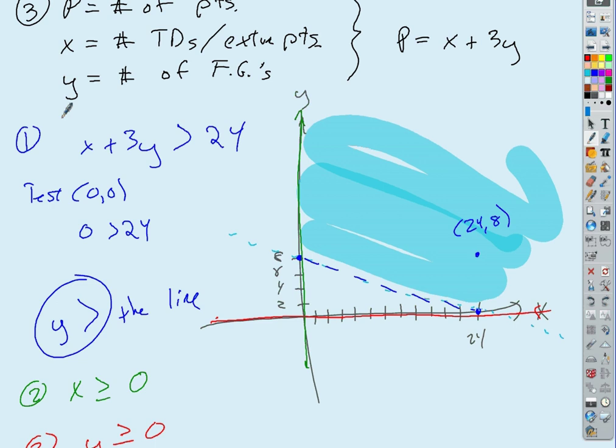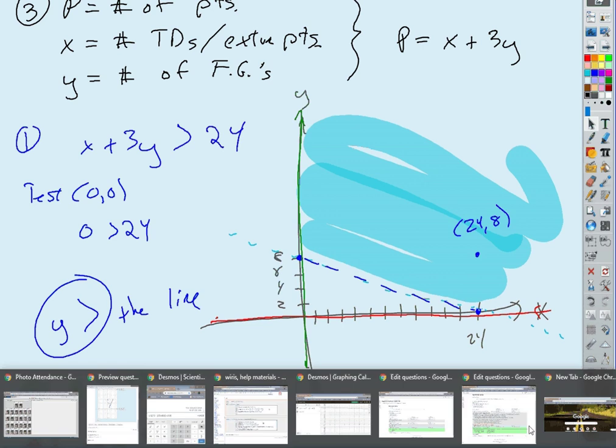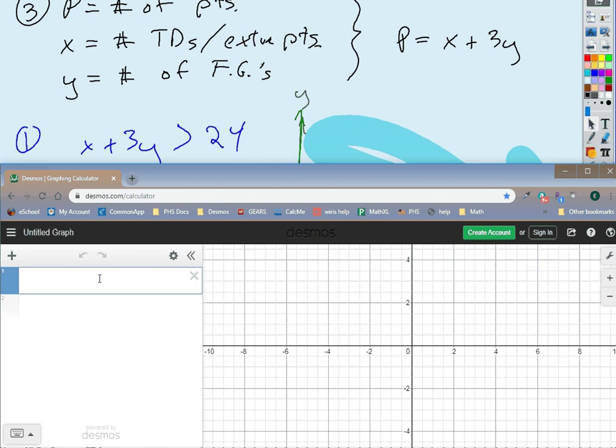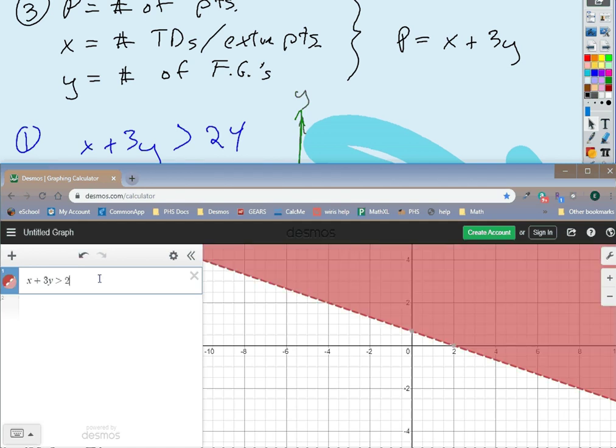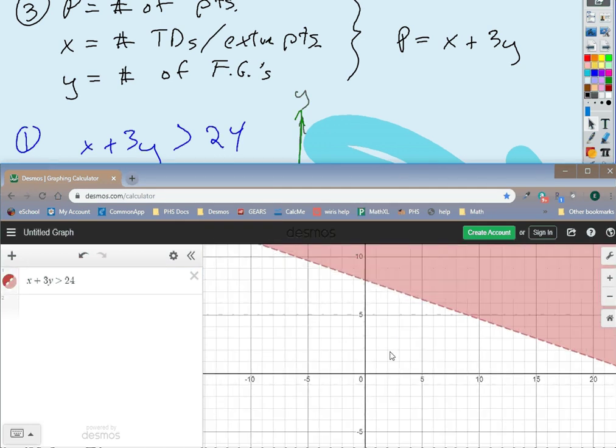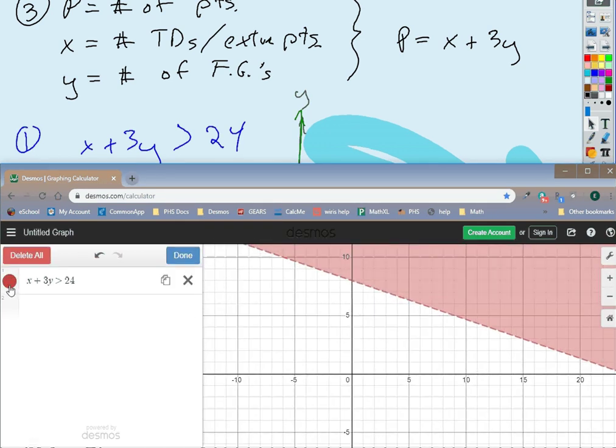So there was our original inequality you came up with. So we've got the inequality x plus 3y is greater than 24. Greater than, right? Okay. So there it is. I want that one to be blue, don't I? Got to match up with our graph.